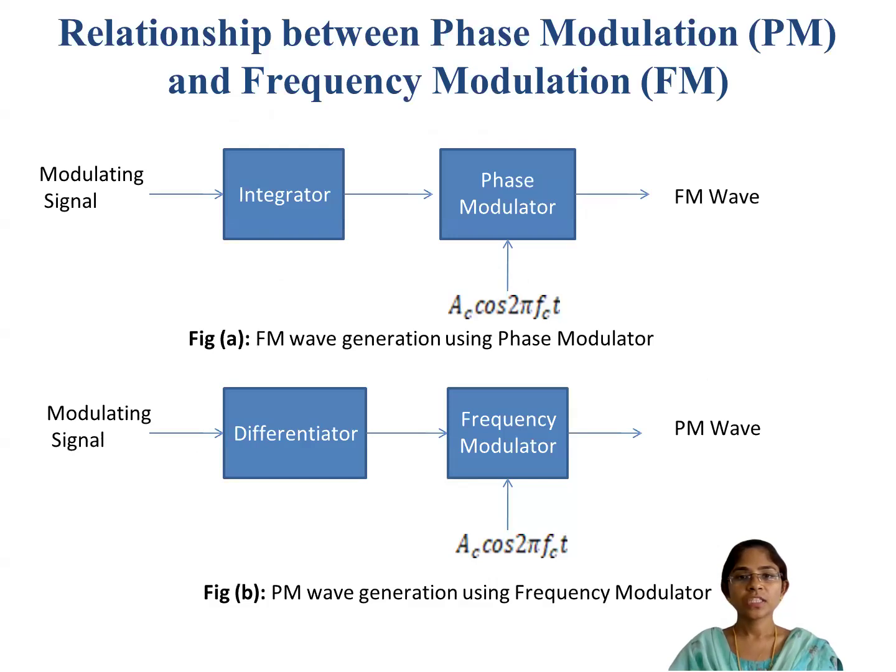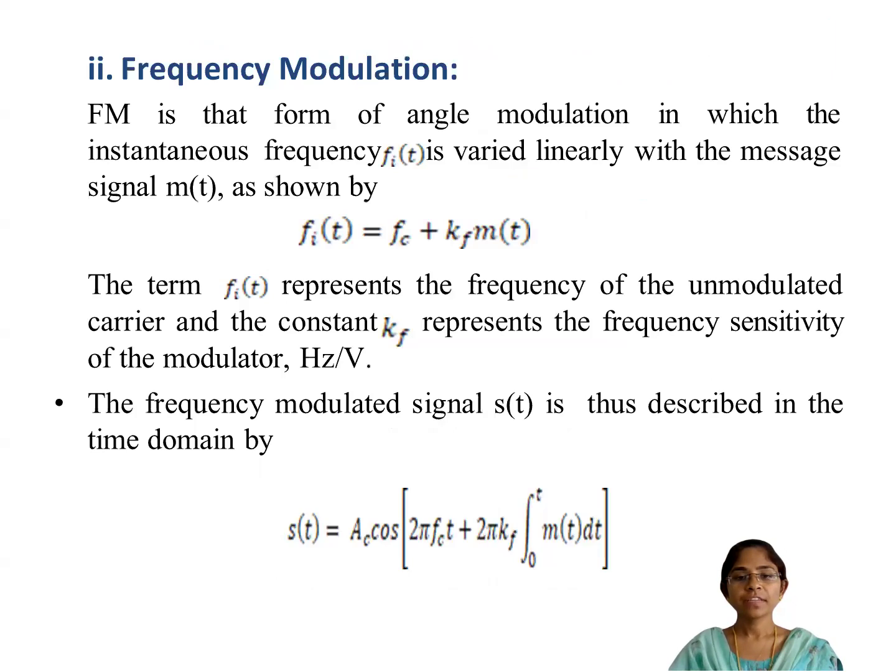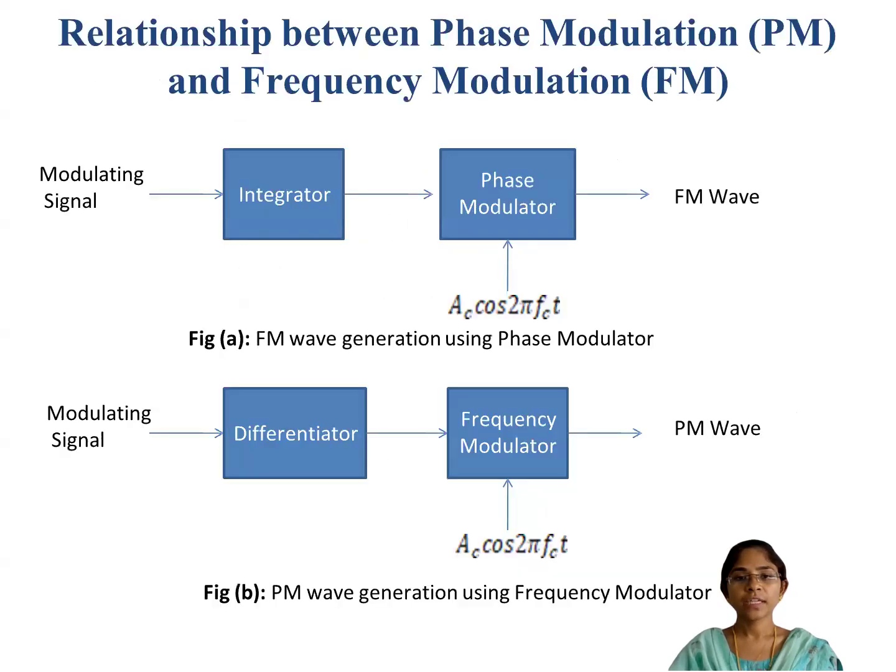So there is a relationship between frequency modulation and phase modulation. When you recollect the time domain representation of frequency modulation, what is S of t? S of t is equal to AC into cos of 2 pi FCT plus 2 pi KF integral 0 to t M of t. So first we need to give this message signal to an integrator. After that we need to phase modulate. So that's what is given here.